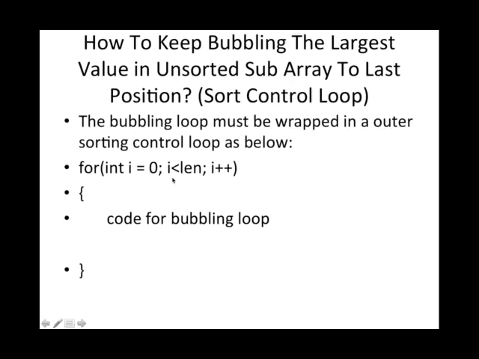That I equal to 0, I less than len. And once again, that's because the largest index has to be less than the array length. So we need to put this bubbling loop inside this sort control loop.